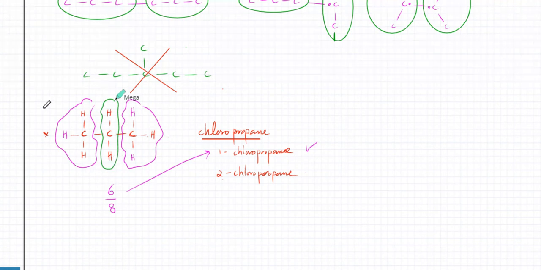So you had a total of 8 hydrogen atoms. Any one of them could be substituted by Cl to get chloropropane. Out of those 8, 6 of them are going to give you 1-chloropropane, so 6 out of 8 will give you 1-chloropropane, and only 2 out of the 8 hydrogens will give you 2-chloropropane. So the probability of getting 1-chloropropane is a lot higher, because any one of these hydrogens getting substituted would give you 1-chloropropane. Is that clear?